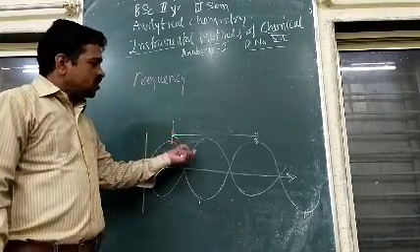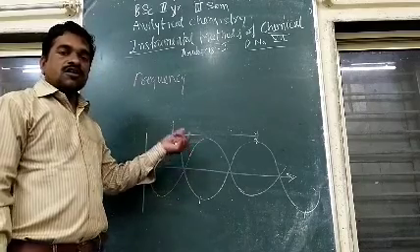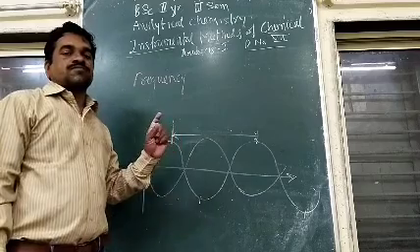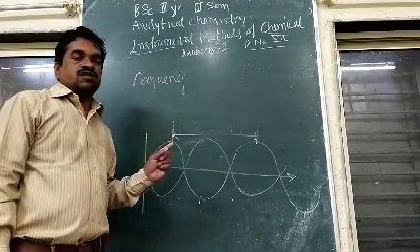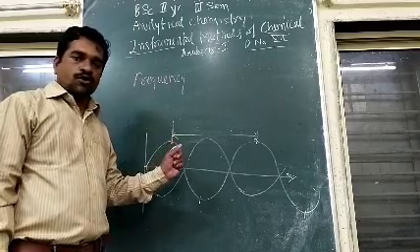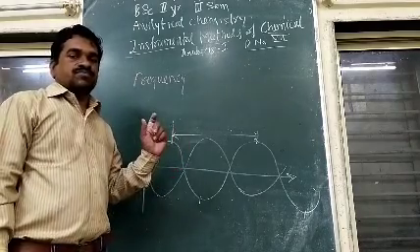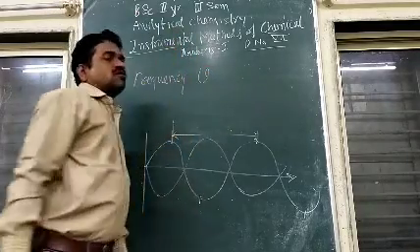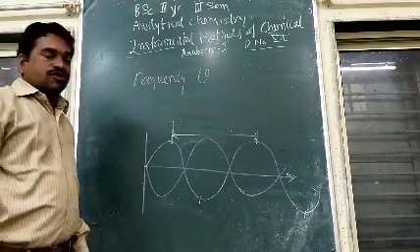In the case of waves, we may call it the number of waves passing through a point per second. That is called frequency. Frequency is the number of waves passing through a point per second. Frequency is denoted by nu.